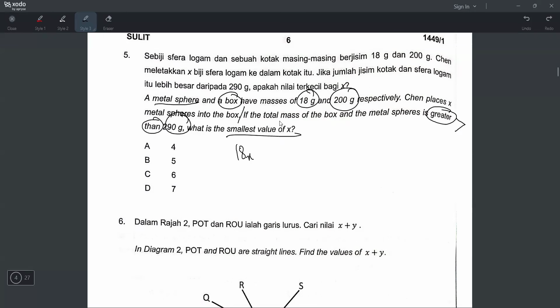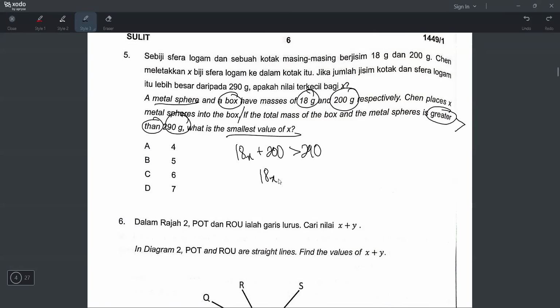Alright, so what the total mass of the box and sphere? Okay, this is the 18x is the total mass of sphere, but you have to combine with the box. But the box is there's just one box only, so just plus 200. Okay, and the total mass here must be greater than 290, so greater than 290. And I think you just solve the inequality here, and then find the smallest value of x lah.